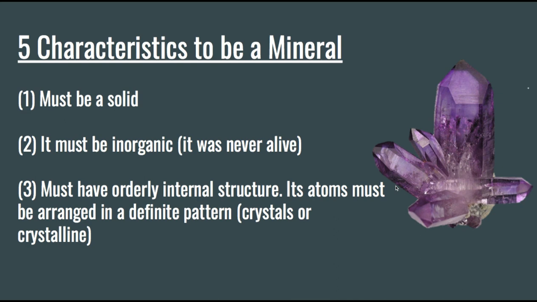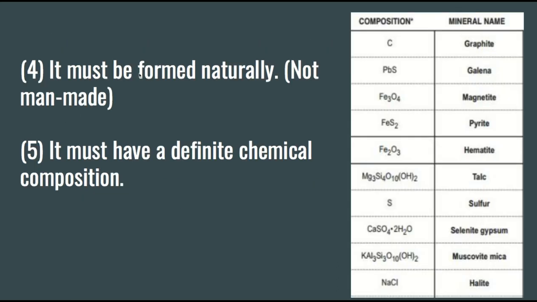There are 5 characteristics to be a mineral. So this is something that you should be writing or typing down. They must be a solid, so it can't be a liquid or a gas. Must be inorganic, so it can't be alive or never have been alive. Must have that orderly internal structure, so the atoms have to always be arranged in that definite pattern. It must be formed naturally, so no man-made crystals, nothing that's made by man or by people inside of a laboratory are considered minerals. And then lastly, it must have a definite chemical composition.